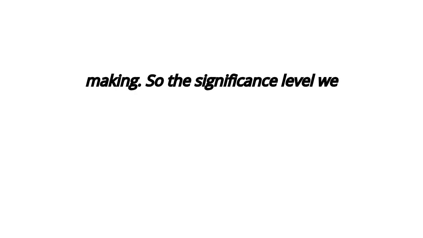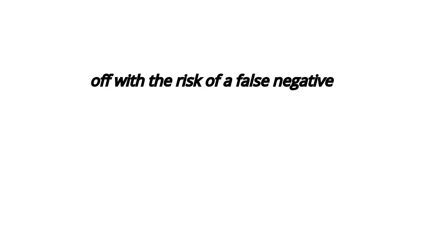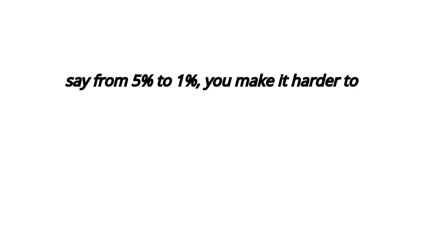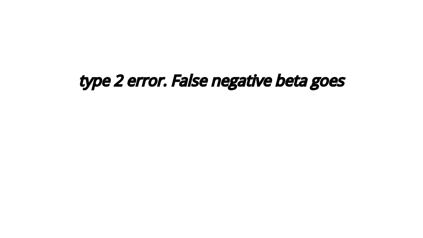Understanding these errors seems crucial. Definitely. They highlight the inherent trade-offs in statistical decision-making. So the significance level we choose, alpha, is our tolerance for a false positive. Exactly. How does that trade off with the risk of a false negative, type 2 error? There's an inverse relationship. By lowering alpha, say from 5% to 1%, you make it harder to reject the null. This decreases your chance of a type I error, false positive. Okay. But it increases your chance of a type 2 error, false negative. Beta goes up. You become more likely to miss a real effect.